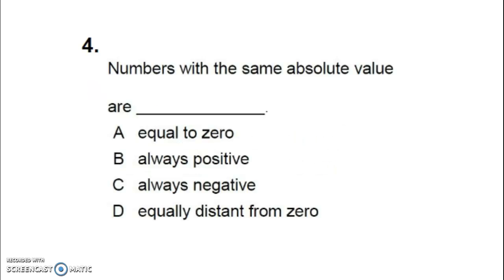Number 4. Numbers with the same absolute value are A. Equal to 0, B. Always positive, C. Always negative, D. Equally distant from 0.